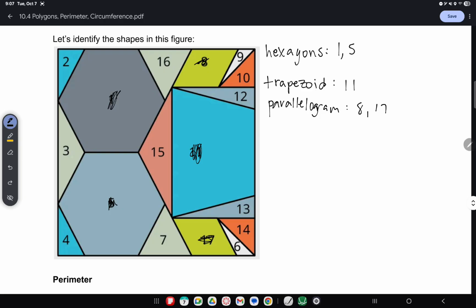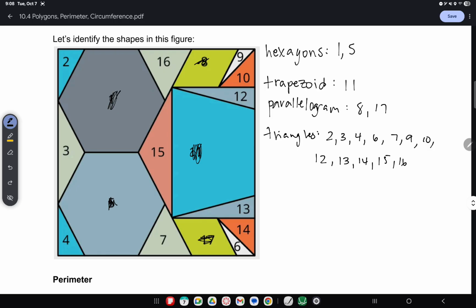And then I think the rest of them, as I'm trying to look at them, I think the rest are triangles. So triangles, the rest of them. So it looks like the highest number was 17, so I'll just fill out the rest. So I already have 1, 5, 11, 8, and 17. So 2, 3, 4, already have 5, 6, 7, already have 8, 9, 10, already have 11, 12, 13, 14, 15, and 16. That should cover the rest of them.